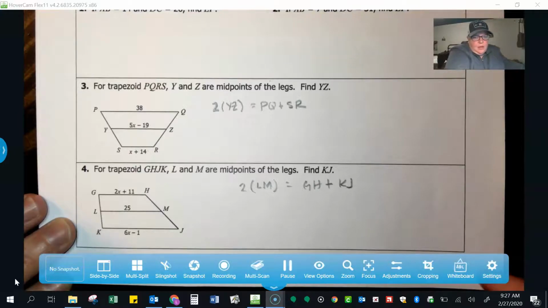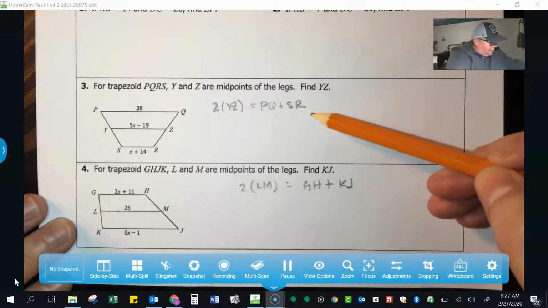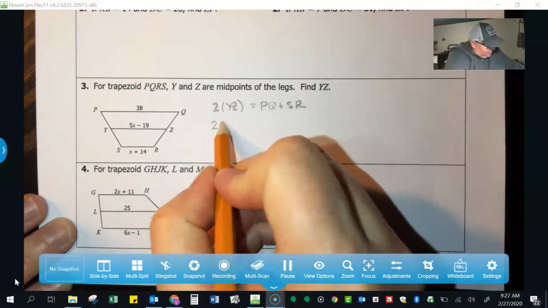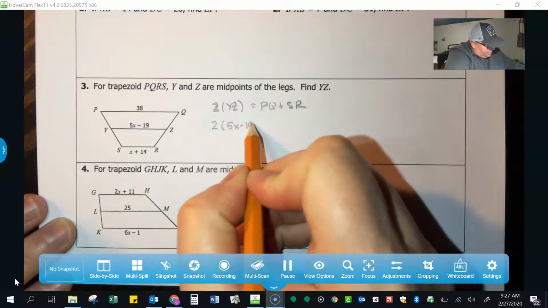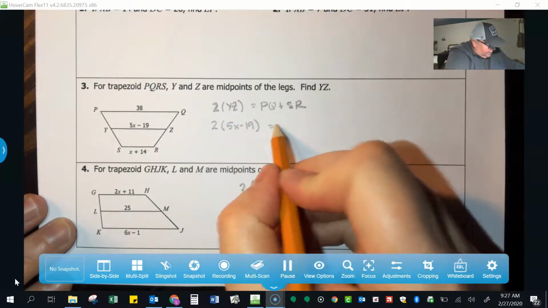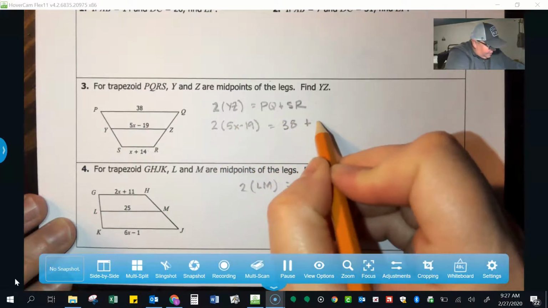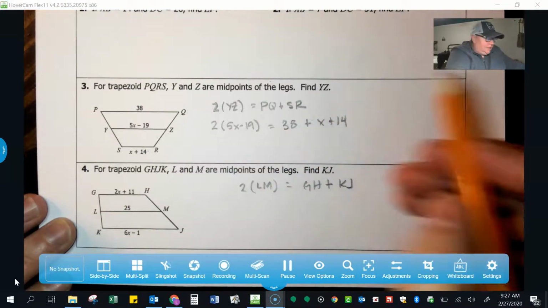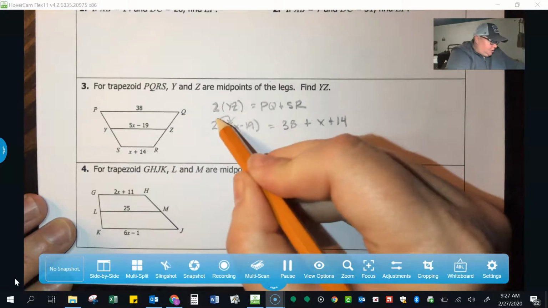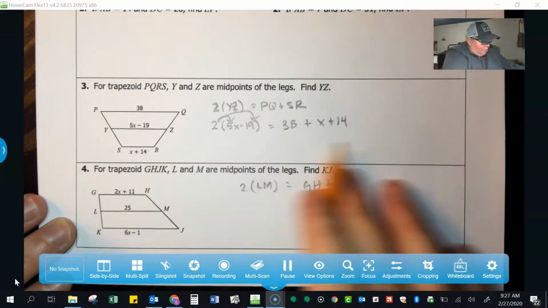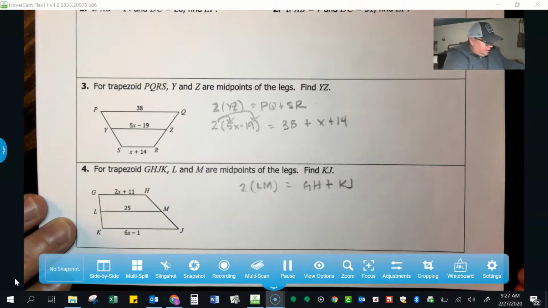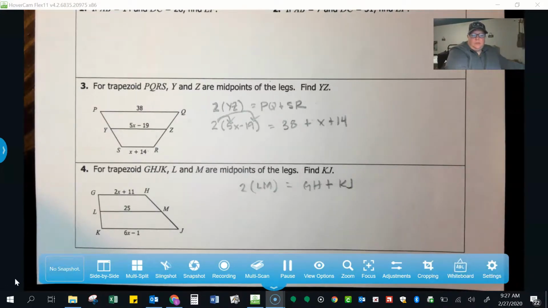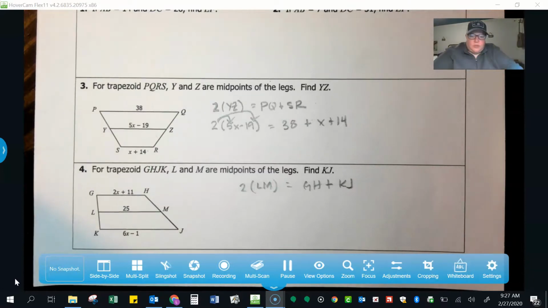All right. So I'm going to take number 3 a step further, and then I want you to do number 4 on your own. So 2 times the mid-segment is equal to the sum of the bases. Okay. And to continue this problem, you're going to distribute your 2 here and then go about solving for x. All right. And the same thing goes here for number 4. Distribute that 2 and go about solving for x.